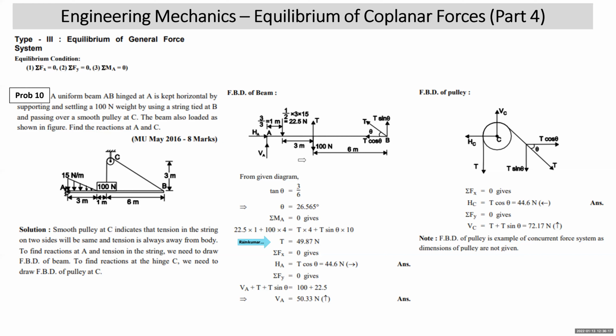What is that? HA is equal to T cos theta. That gets you HA. Sigma Fy is equal to 0. Upward forces are equated to downward forces. So VA plus T sine theta plus T is equal to 22.5 plus 100. That gets you the value of VA.